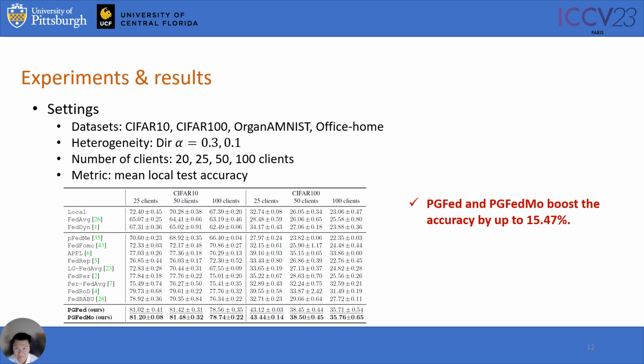We conducted extensive experiments on 4 datasets under different federated settings. The table below shows the mean local test accuracy on CIFAR-10 and CIFAR-100. Here, PGFed and PGFed mode boost the accuracy by up to around 15%.